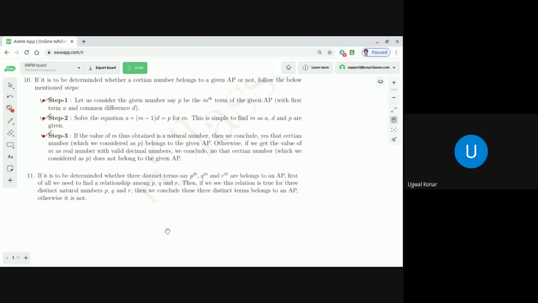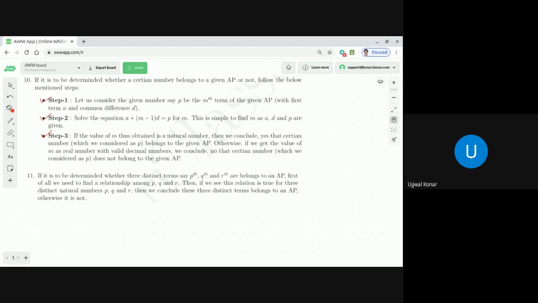Now the next point is that if it is to be determined whether three distinct terms, suppose pth term, qth term and rth term, belong to an AP, first of all we need to find a relationship among p, q and r. Then if we see this relation is true for three distinct natural numbers p, q and r, then we conclude these three distinct terms belong to an AP, otherwise not. Let me explain what is meant by that.